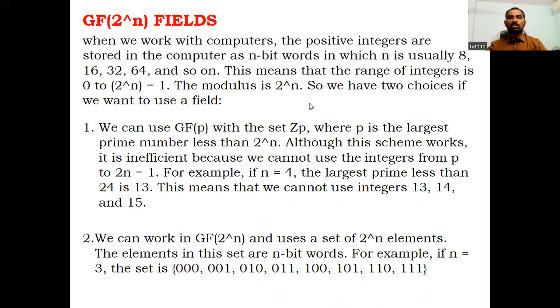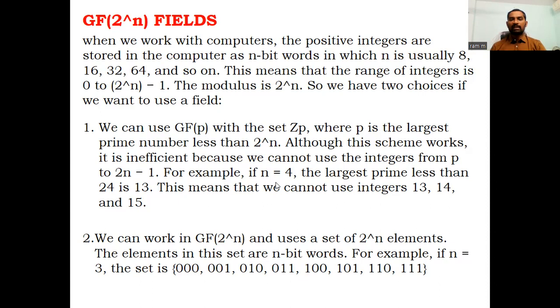So the 2 power n value ranges from 0 to 2 power n minus 1. So we have two choices if we want to use it as a field. We can use GF of P, that is Galois field with prime number P and power 1, with the set Z_P, where P is the largest prime number less than 2 power n. Although this scheme works, it is inefficient because we cannot use the integers from P to 2 power n minus 1.